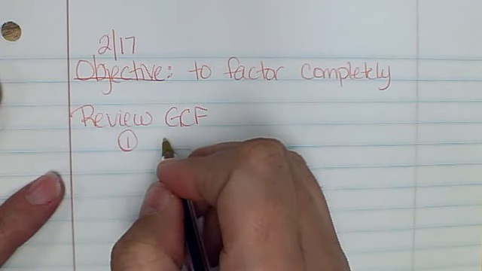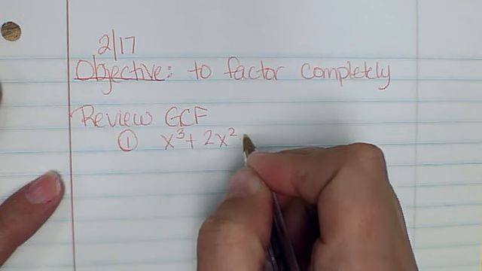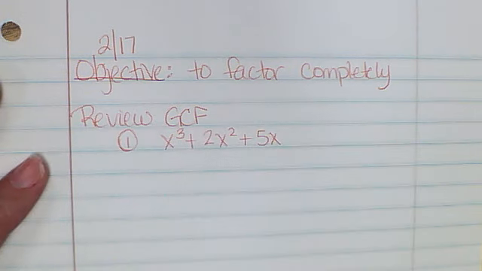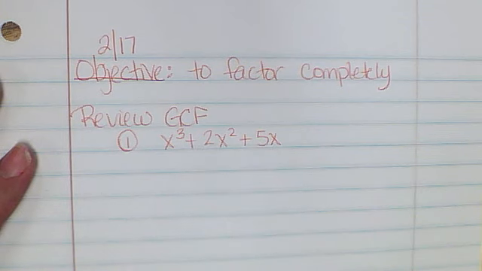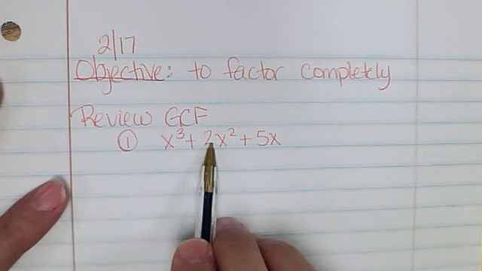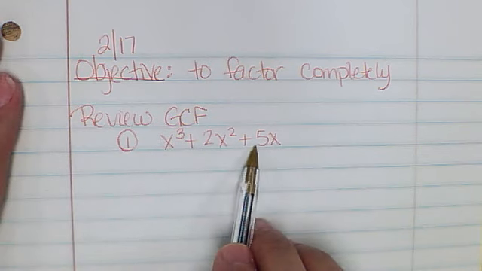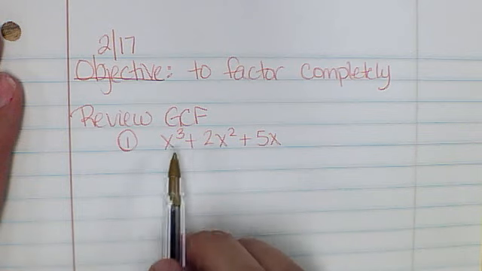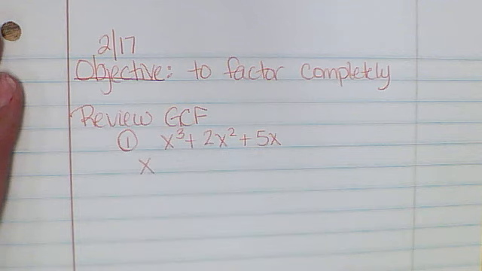So let's look at a problem like x cubed plus 2x squared plus 5x. What you do is you look at x cubed, 2x squared, and 5x, and you find the greatest common factor. What do all three things have in common? If I look at the numbers, I have 1, 2, and 5. There's not a number that goes into 1, 2, and 5. But x cubed, x squared, and x, they all have an x in common. So I pull out the x.